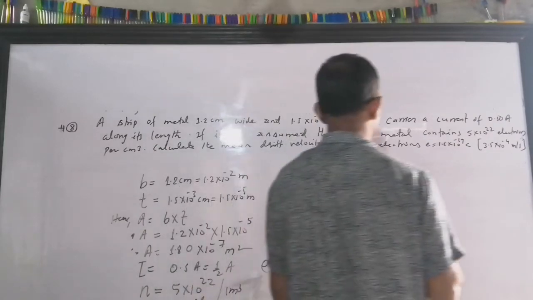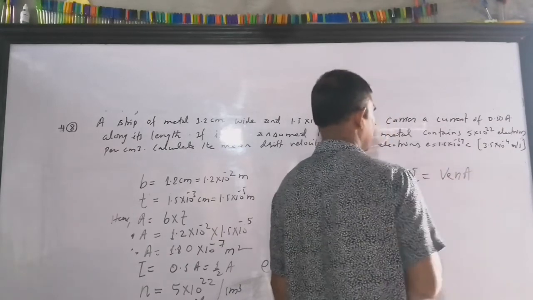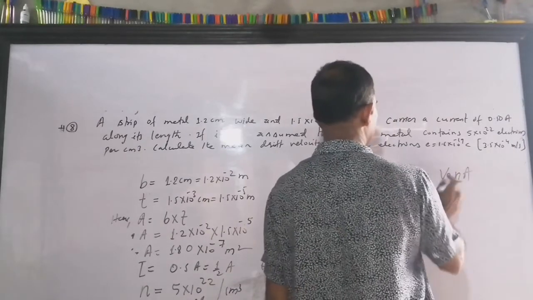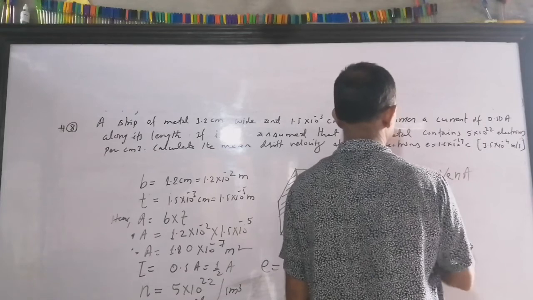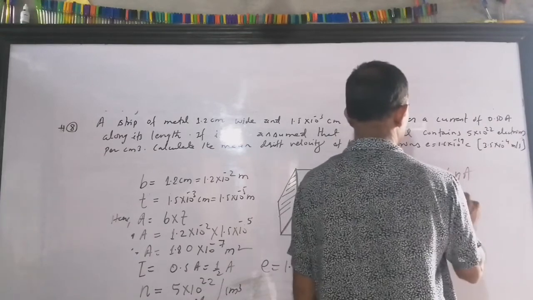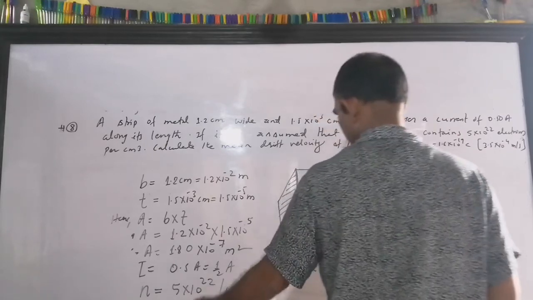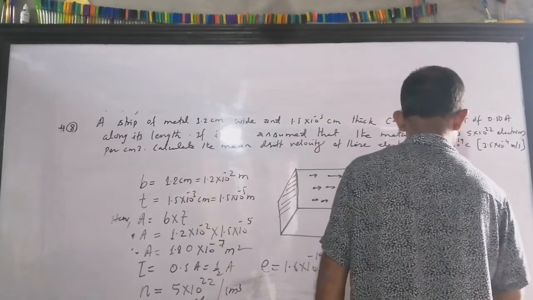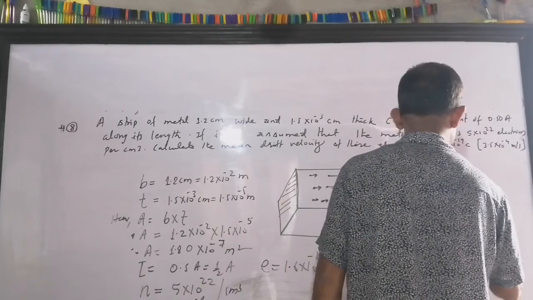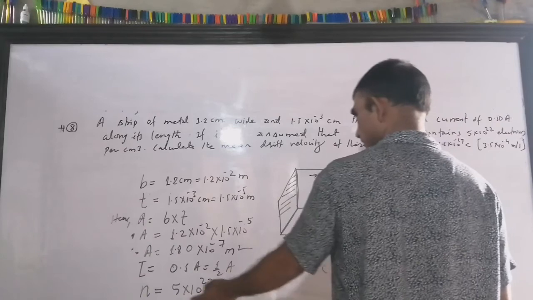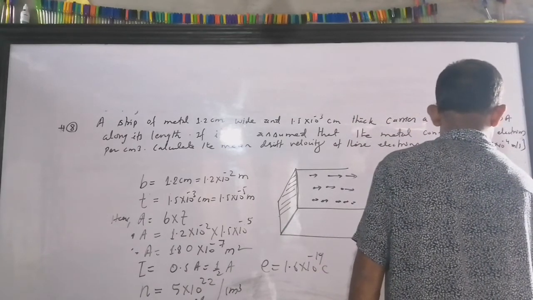I told you the formula, do you remember? I equals to n A e Vd. Now what do we need? Only drift velocity, so drift velocity Vd will be equal to I upon nAe. The value of current is given as 1 by 2, so this becomes 1 by 2, and this e is 1.6 into 10 to the minus 19. And the number of electrons per unit volume is 5 into 10 to the power 28.